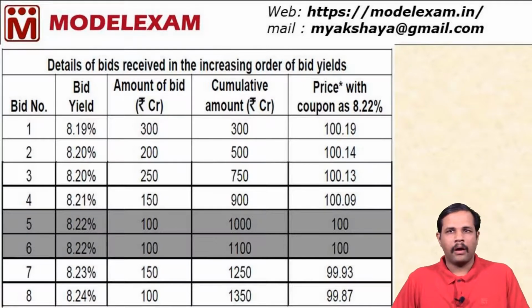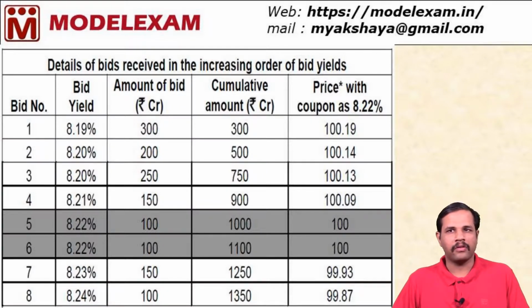See here, everything remains the same, but we have one more bidder, the sixth bidder. He has bid for 100 crore, and the yield he has bid for is 8.22 percentage. So earlier we have seen the cut-off yield is 8.22 percentage, but here we have two bidders at the same yield, that is 8.22 percentage. So now how to allot government securities?